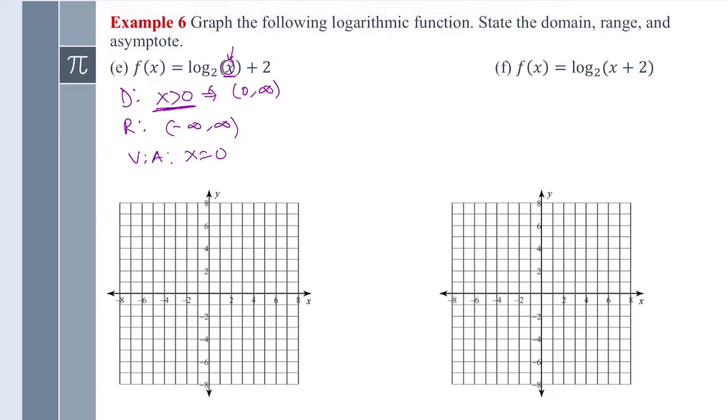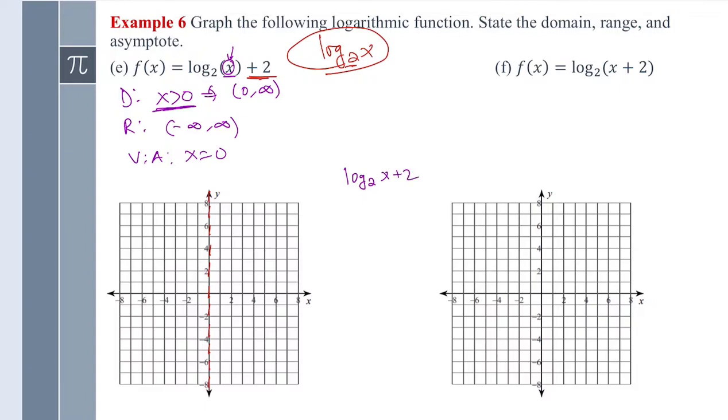Now we'll go ahead and draw the vertical asymptote first. So x equals 0, it's right here, the y-axis. And now this graph is shifted up 2 units from the original function, log base 2 of x. We have plus 2, so it's moved up. But when we are graphing, we can also check it this way.